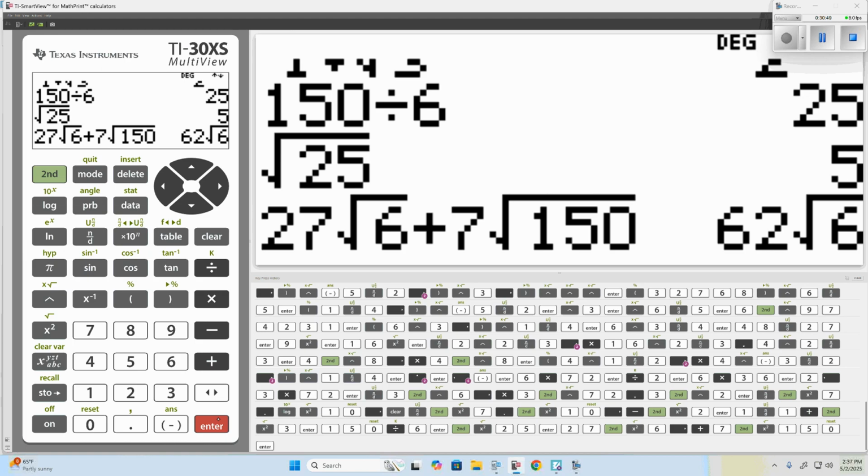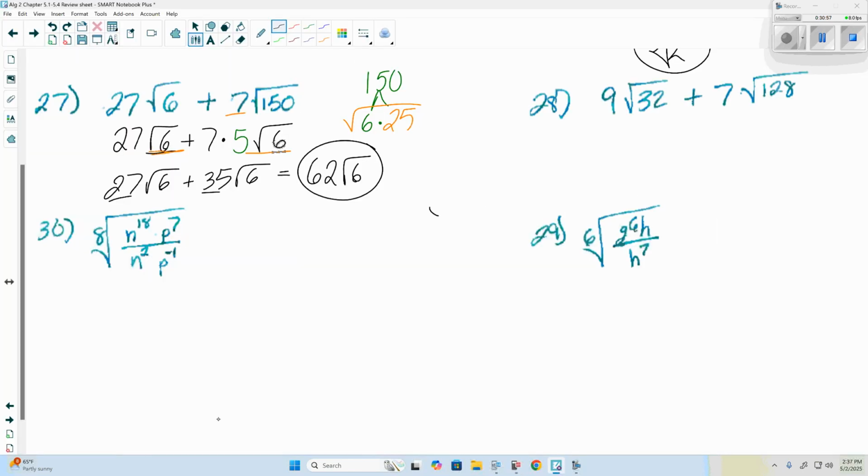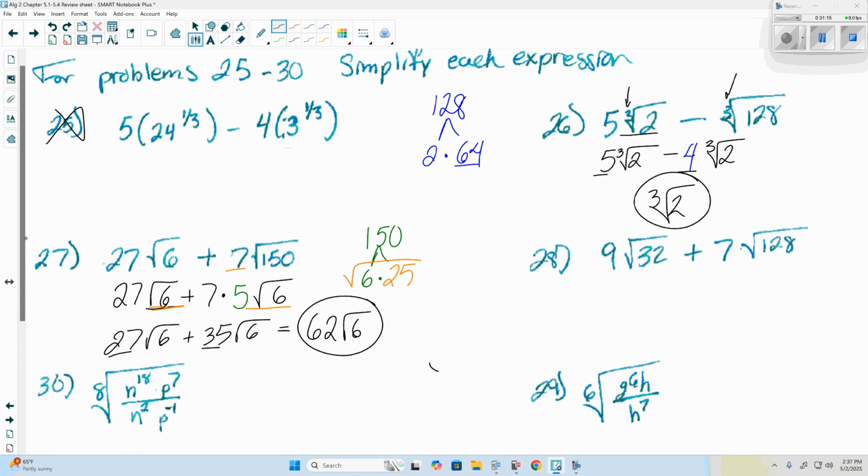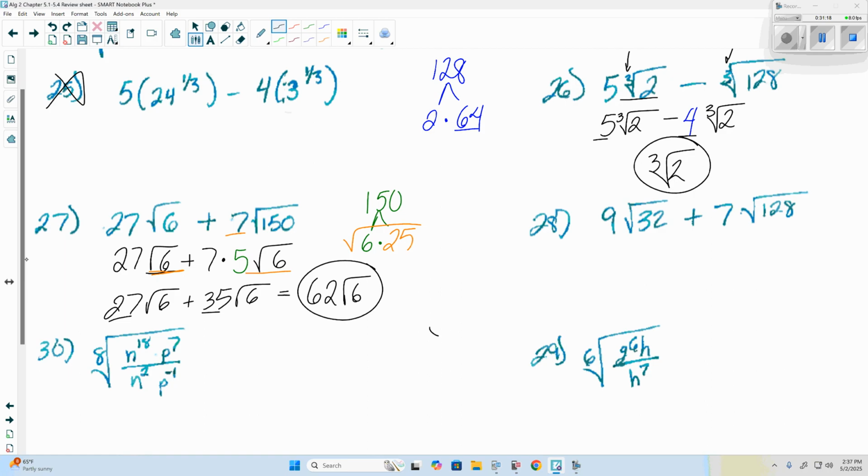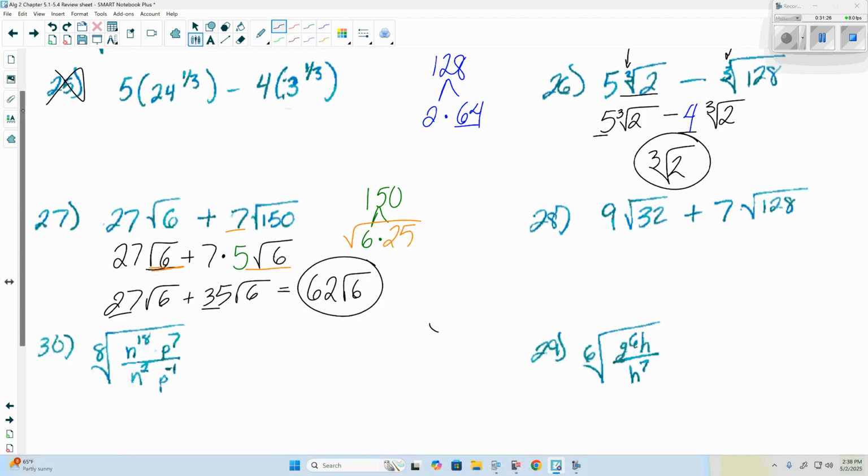Because again, the 30xs likes radicals, those square roots. So 28, because they're both square roots, the calculator will do it just fine. Cubed roots and above, it'll only do it if it simplifies nicely. So like 26, we would have had to do that one by hand because we're left with the cubed root of 2. The calculator won't just do the cubed root of 2. Let's look at 29 and 30.